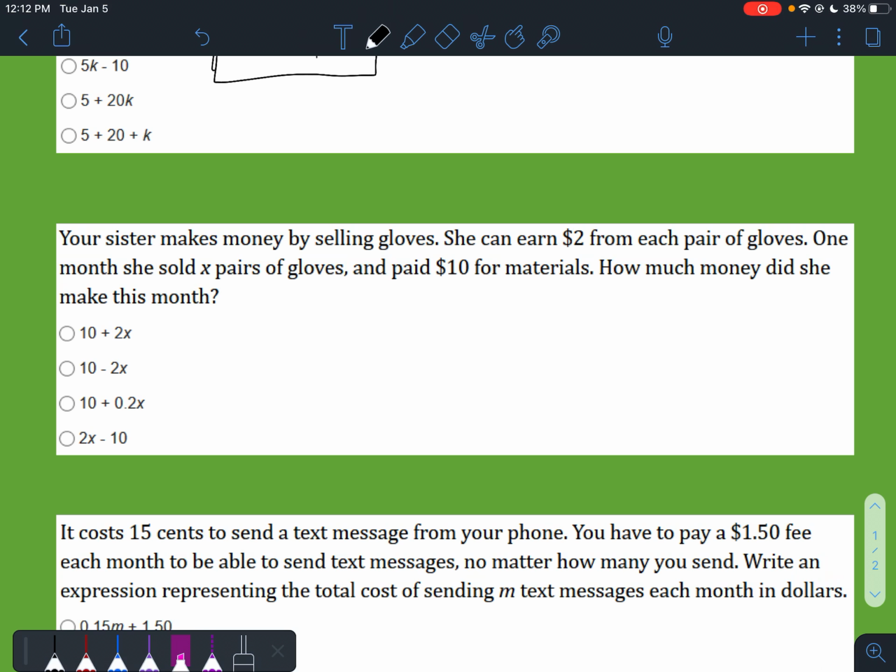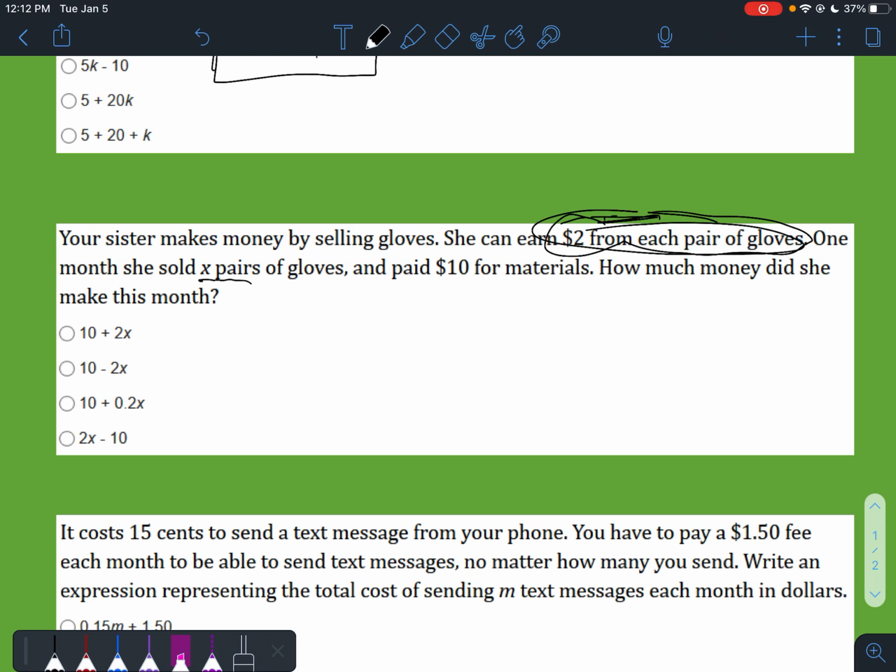Your sister makes money selling gloves. She can earn $2 from each pair of gloves. 1 month she sold X gloves and paid $10 for materials. How much money did she make this month? Now, this is one you're going to have to think about. You're making money from the gloves, but you also have to buy the materials. So there's money coming in from the sale of the gloves, but there's money going out from the materials that you need for the gloves.